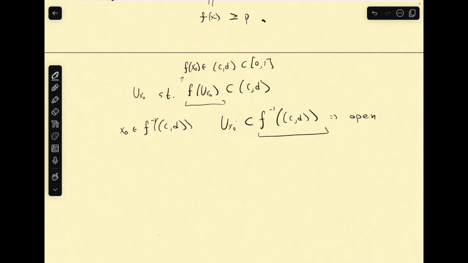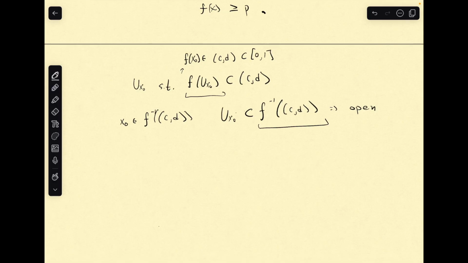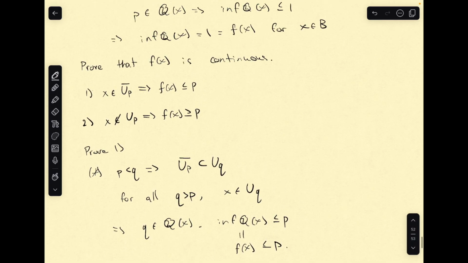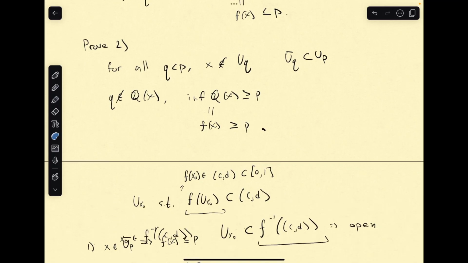So this is the definition that we're going to go for. We're going to take some arbitrary point in this interval from c to d, and then bring it back to the domain and find an open neighborhood contained within the preimage, or such that the image of that open neighborhood is contained in our open interval. And we're going to use these facts that we proved up here, so I'm going to bring this down.